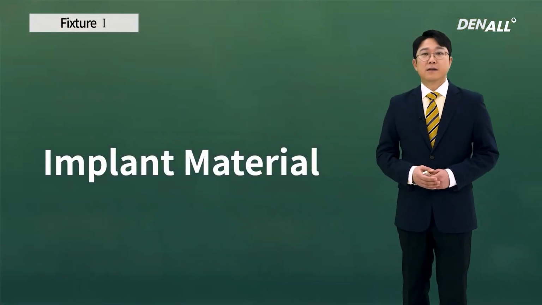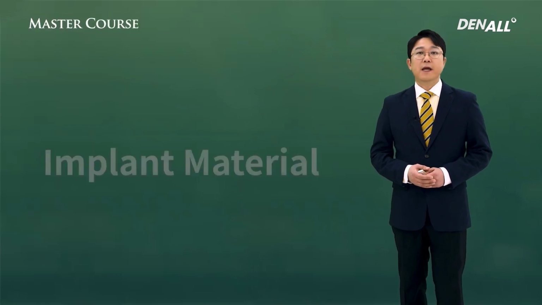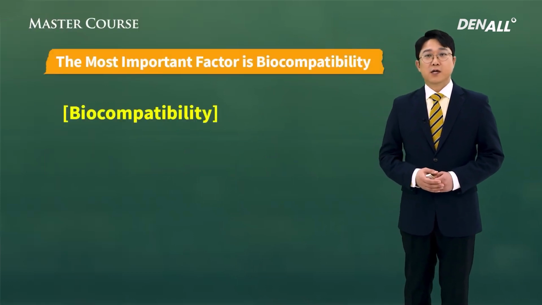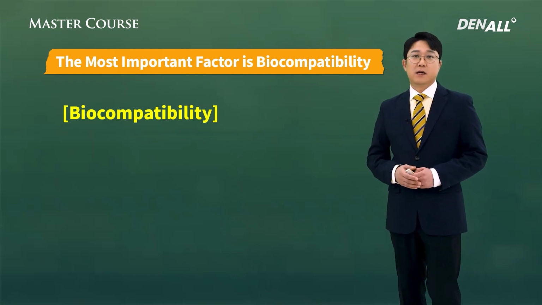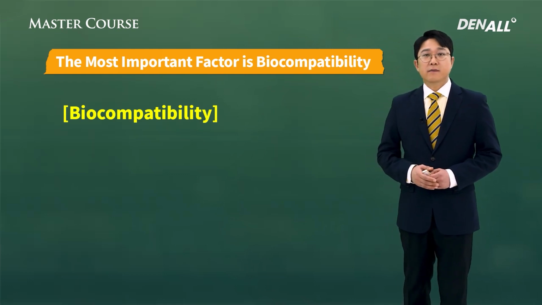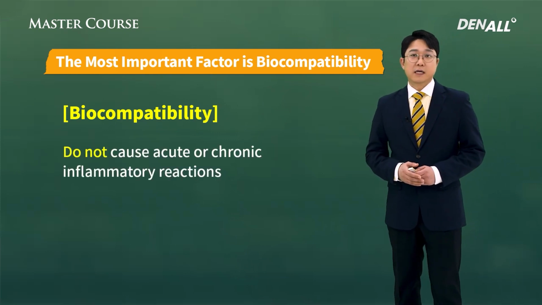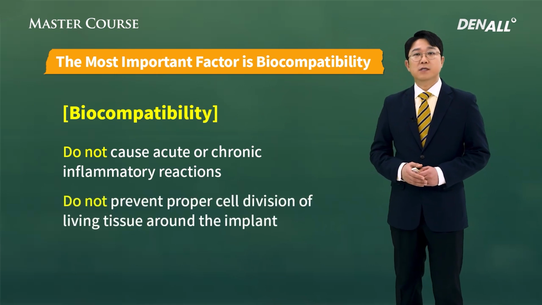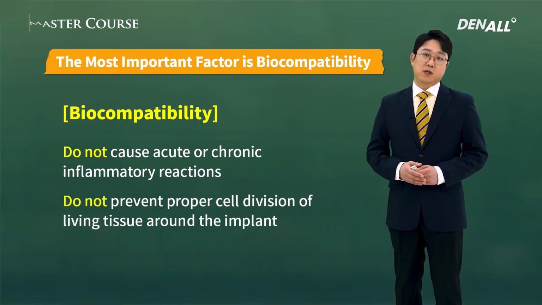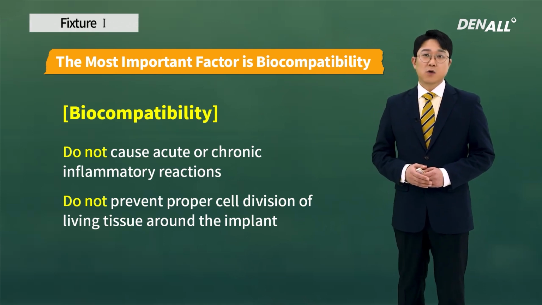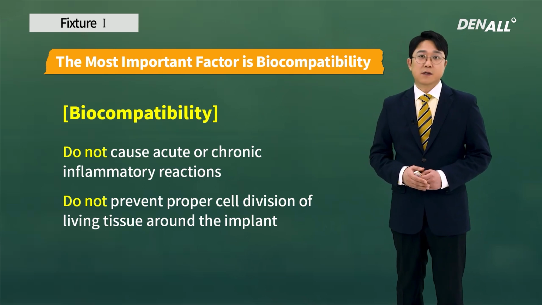Next, implant materials. The most important requirement for implant materials is biocompatibility. Biocompatibility means it should not cause inflammatory reaction in the body, and it should not interfere with cell growth. No matter how good the physical property may be, it should not generate any harmful effect in the body.